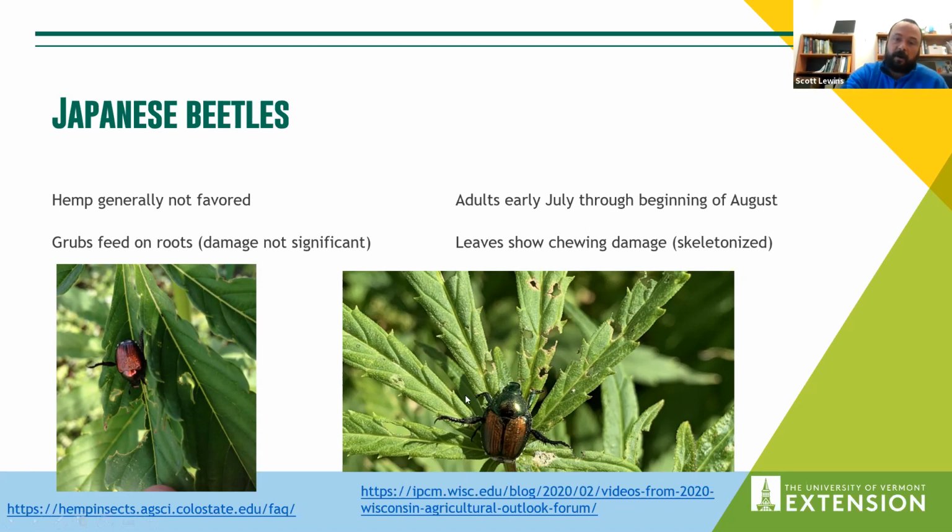So it's the adults that do damage, quite a bit of chewing damage on leaves. And so in this picture here, you see what's called skeletonized leaves. They chew away most of the leaf, leaving just the veins. The adults, at least in Vermont, usually emerge at the beginning of July, end of June, and then they kind of taper off in August. And so unless your plants are really, really small, you've just planted them out, for hemp, Japanese beetles do a little bit of chewing damage, but really are not significant economic pests.